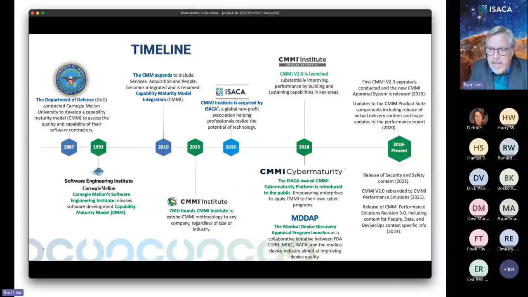We released safety and security back in 2021. Those were the top 2 additional new content requirements and demand we had from industry. We rebranded CMMI to CMMI Performance Solutions because it is really kind of a whole ecosystem versus just the model. And then in 2023, in April of this year, we released version 3.0, which includes the former People CMM model, but also the Data Management Maturity model, and all the great content that was in those 2 models, but also added a lot of new content for those 2 aspects. We also added DevSecOps context-specific information. We did major updates on Agile, and pretty much the entire model all the way around.